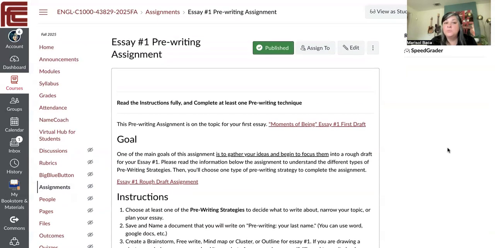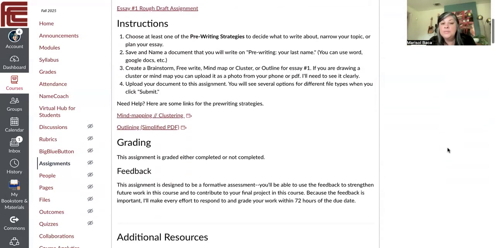What you're doing for this pre-writing assignment is you're choosing one of the pre-writing techniques that I just talked about, only one. You're doing that for the Moments of Being essay one prompt about a moment that stuck out to you, right? A moment of epiphany. That's what you're doing for the pre-writing. So it should be you thinking about that essay before you actually write it and you working on that essay. You can choose any of those.